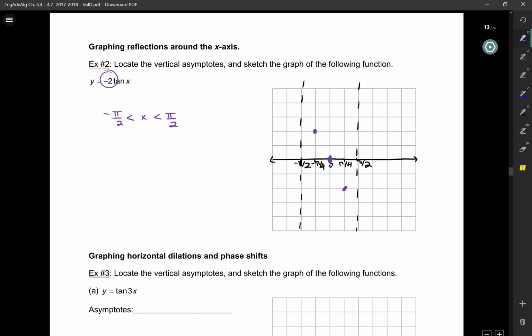So a negative means there is a reflection on the x-axis. Because at the very front here, there is a negative 2. There is a minus in front of the equation. Okay? So again, don't put in too many extra curves at the asymptote.